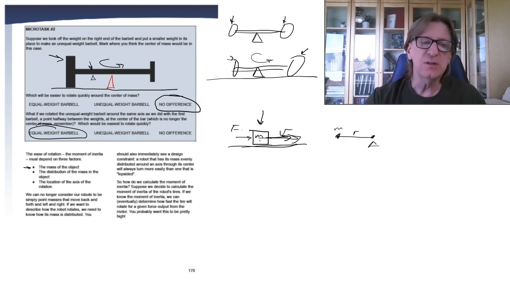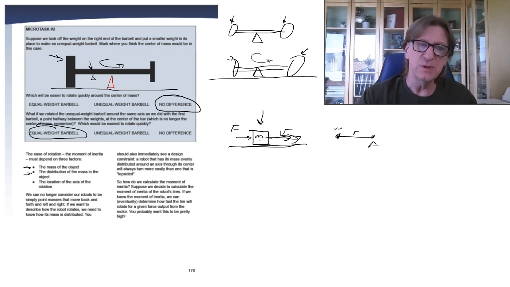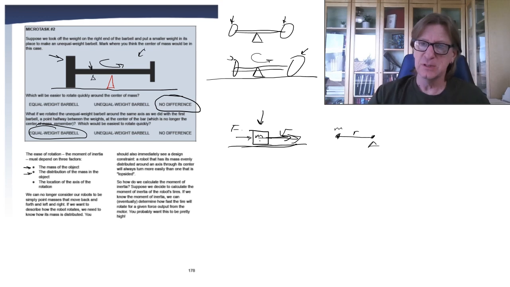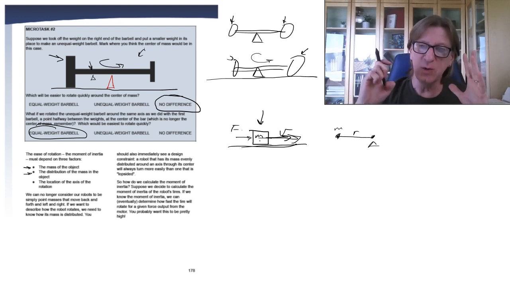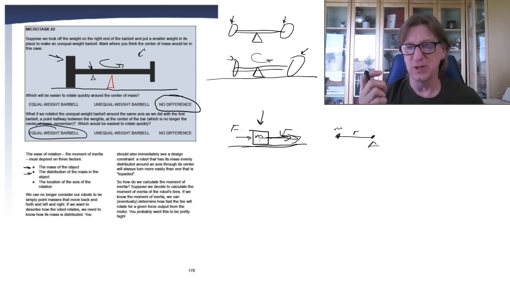But this is what's new. The distribution of the mass also matters. And so we see that with our unequal weight barbell. If I've got this unequal weight, then it's going to be harder for me to rotate around it. And then that leads to this last one that tells me that the location of the axis of rotation is also going to make a difference. If I try to force it to rotate in the middle, that's going to be harder than if I put my fulcrum directly underneath that center of mass.